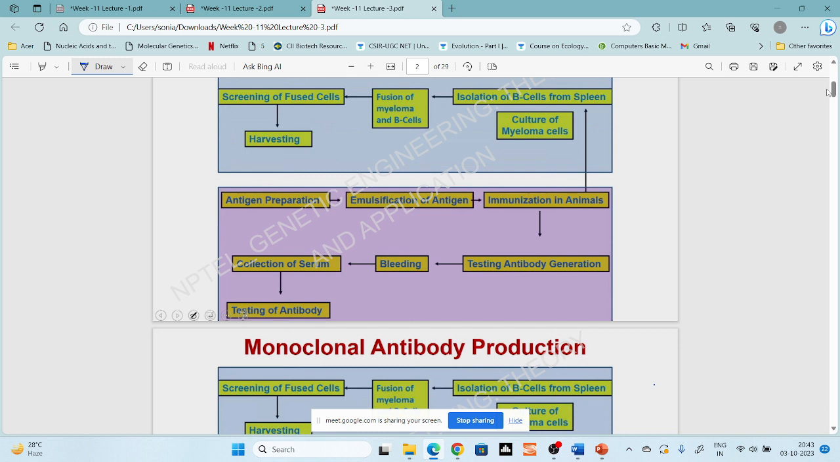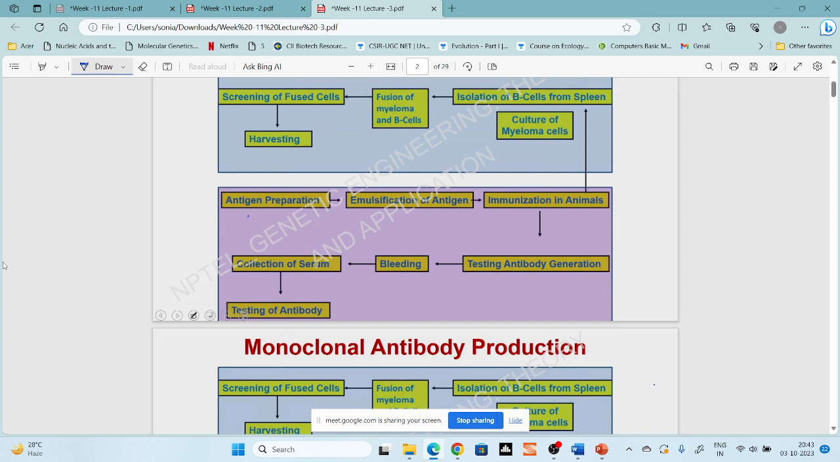Okay, and first you have to prepare your antigen. From here you will start, that you have to prepare your antigen. Then after the preparation of the antigen, you will give the antigen to the animal. And then after giving the antigen, you will isolate the B cells, or you can have the testing of the antibody, collection of the serum.